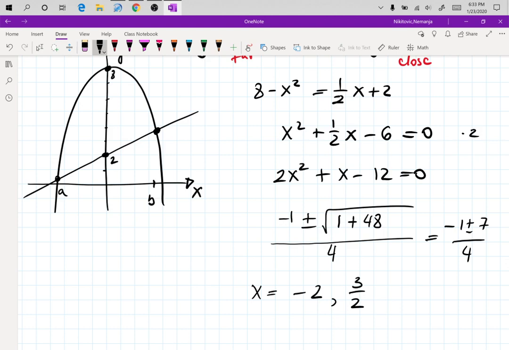Oh, 4ac, a is 2. I went 2 times 2 times 12, and it's 4 times 2 times 12. This is 96. And that makes it the square root of 97. Okay. Approximate numbers: negative 2.7 and positive 2.2.